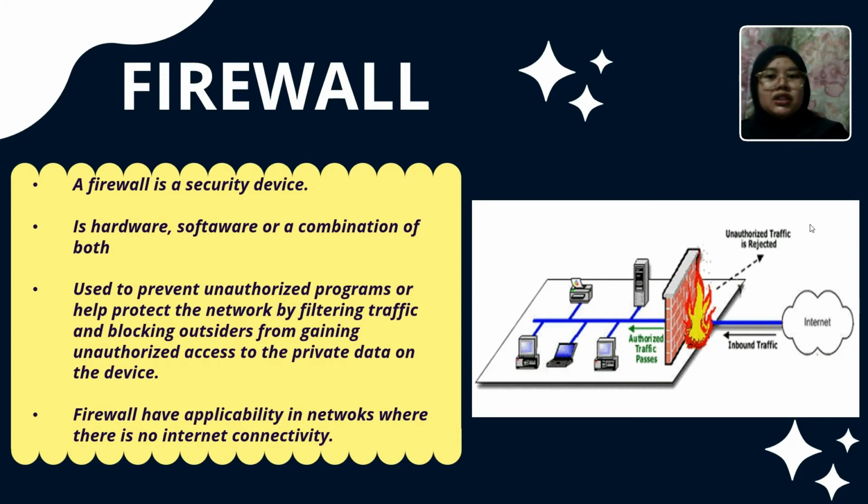To continue our discussion for this topic, I'm going to explain more about firewall. A firewall is a security device. Firewall is hardware, software, or a combination of both used to prevent unauthorized programs or help protect the network by filtering traffic and blocking outsiders from gaining unauthorized access to the private data on a device. Firewalls have applicability in networks where there is no internet connectivity.